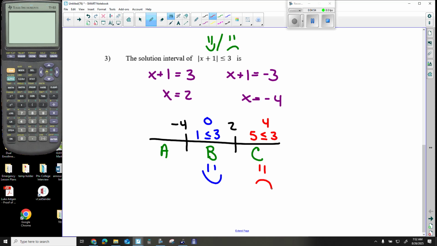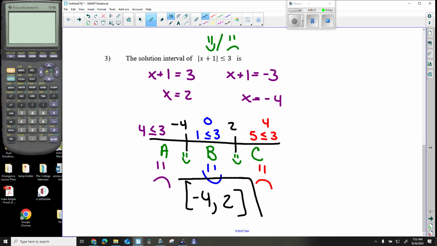So that's not okay. And then plugging in something small, like the number -5. -5 plus 1 is -4. Absolute value of -4 is 4. 4 is less than or equal to 3. Not true. All right, so right now, the only solution would be -4 to 2. And because it is or equal to, that would imply that these endpoints are also acceptable. So the good stuff is -4 to 2 inclusive.